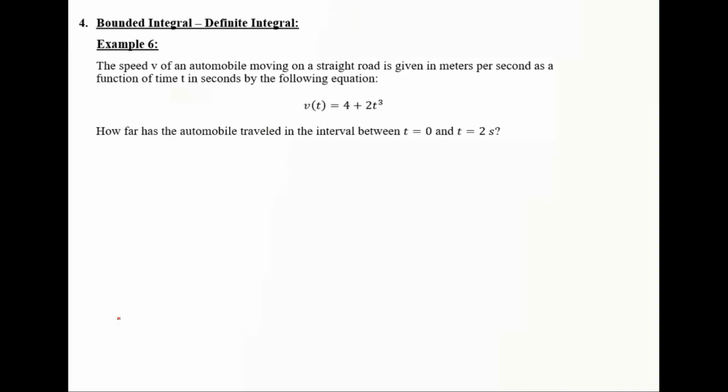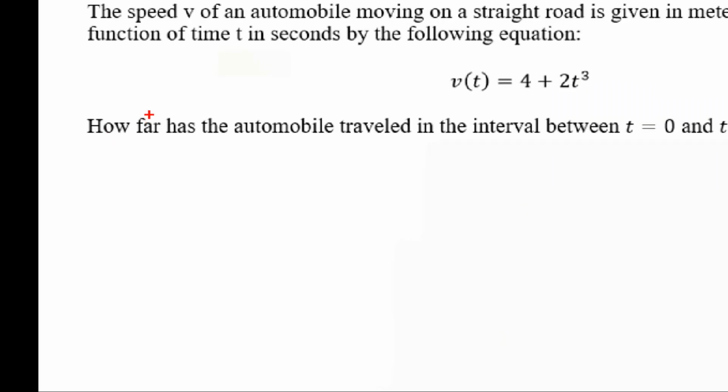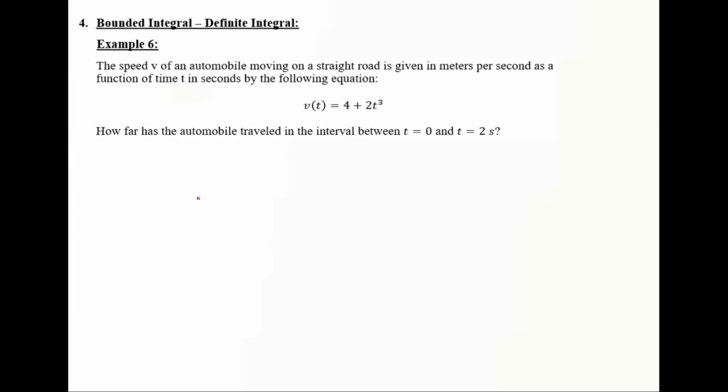Now example 6. The speed v of an automobile moving on a straight road is given in meters per second as a function of time in seconds by the following equation. How far has the automobile traveled in the interval between t equal to 0 and t equal to 2 seconds? By how far, we're referring to the displacement or the distance. So in order to determine the position from the velocity, we need to consider the integral.